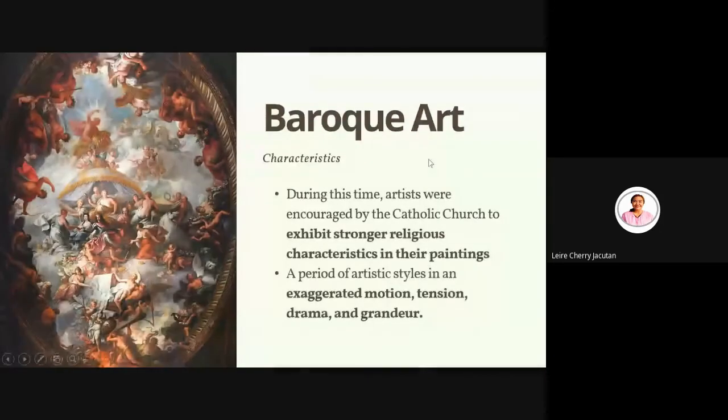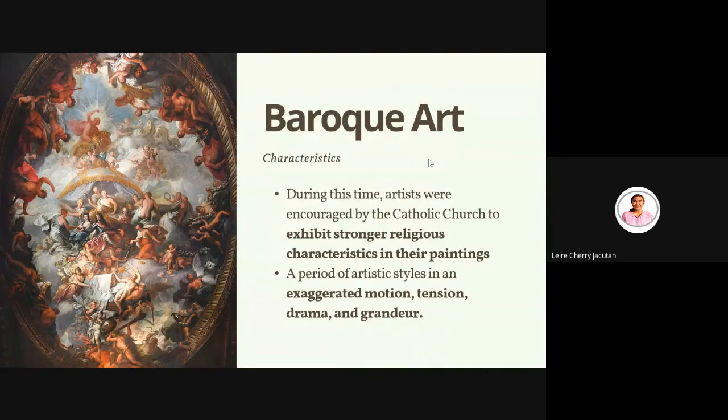So what are the characteristics of Baroque art? During this time, artists were encouraged by the Catholic Church to exhibit stronger religious characteristics in their paintings. Diba nung kasing panahon ng Renaissance, parang mas pinapatronize ng mga tao yung secular themes. So since parang medyo nalugi o pansin yung mga religious images or yung mga religious characters, biblical characters.